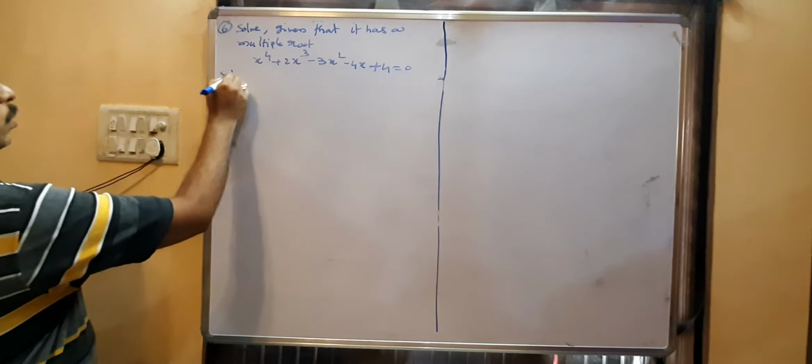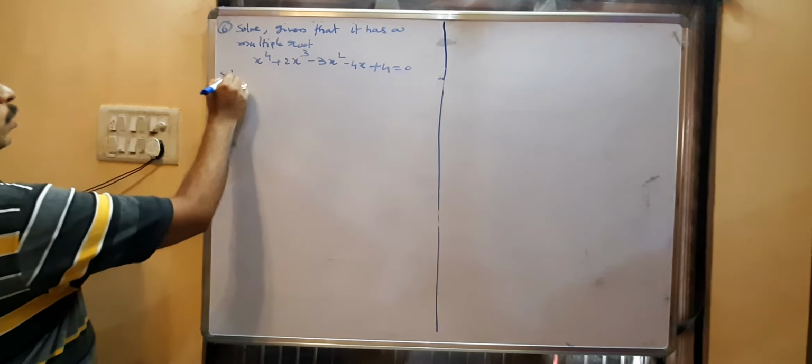Sum of the quotients: 1 plus 2 minus 3 minus 4 plus 4. 4 plus 3 is 7, 7 minus 7 is 0. Whenever the sum of the quotients is equal to 0, that means x equal to 1 is a root. With respect to 1 you have to do the synthetic division.